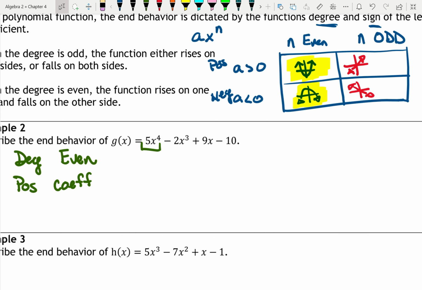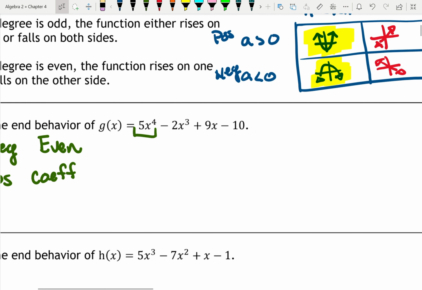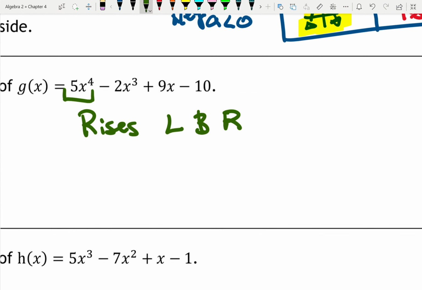So it rises left and right. We could say it rises left and right. That would be one way to say it, the more informal way. Rises meaning it goes up. The other way, the maybe more fancy way of saying it: we say as x goes left, which would be to negative infinity, as x goes to negative infinity, y goes up to positive infinity.